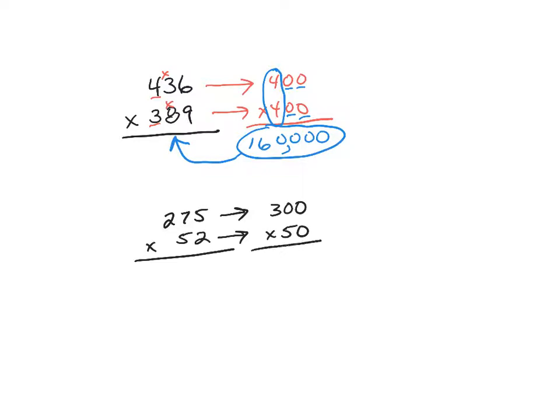Now I'm going to multiply those together. The 3 times 5 gives me 15. I have 3 zeros, 1, 2, 3, so I need 3 zeros in my answer. The final estimated product of 275 and 52 is 15,000.